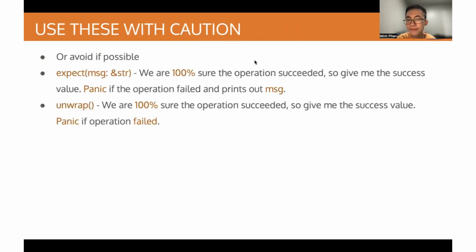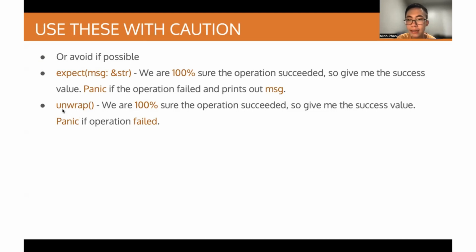Here are some other functions that are sometimes used. These are very dangerous. You should use these with caution or just avoid them altogether if possible. There's the function expect, and it takes a message that is an &str. Use this one when we are 100% sure the operation succeeded. So this gives us a success value, but it will cause the program to panic, basically crash, if the operation failed, and print out a message as a crash message.